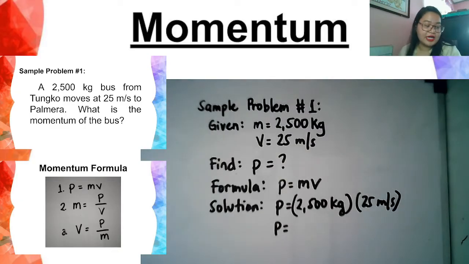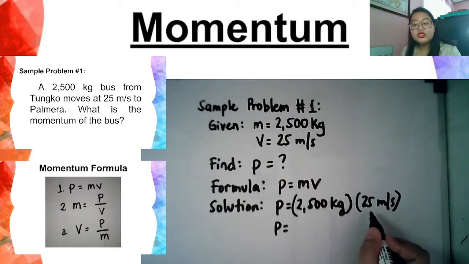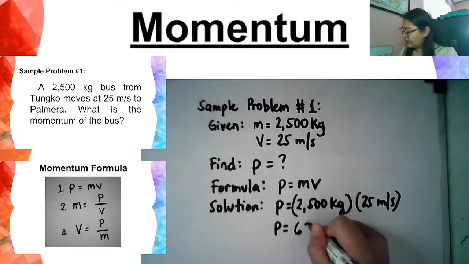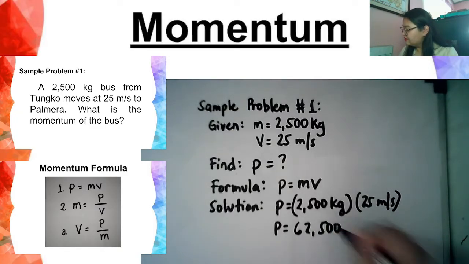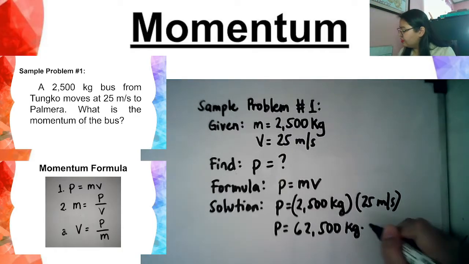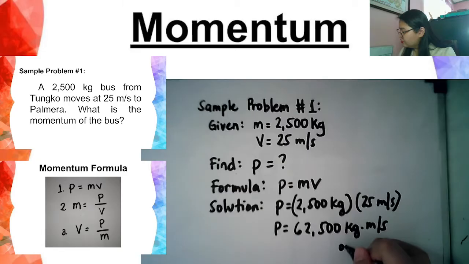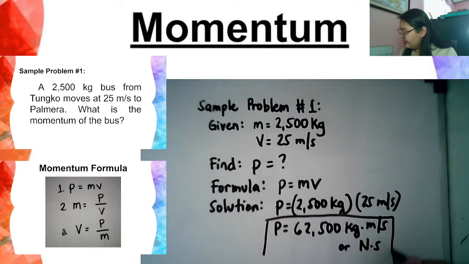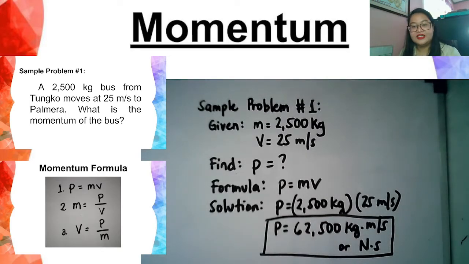Okay? Using your calculator, you just need to multiply 2,500 times 25. You will get the answer 62,500. What will be now the unit? The unit will be kilogram meter per second, or you may also write this as Newton seconds. Okay? So this is now our final answer. Di ba? Madali lang. Now let's proceed with sample problem number 2.